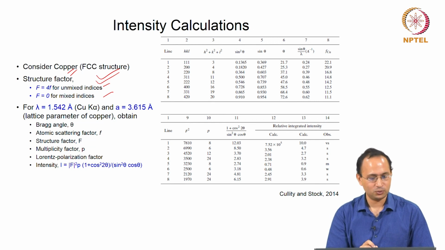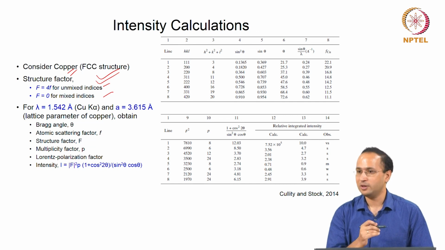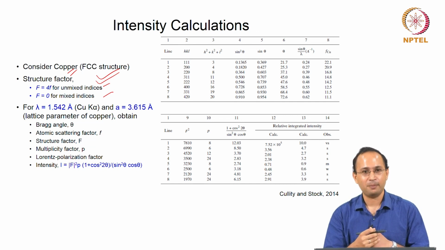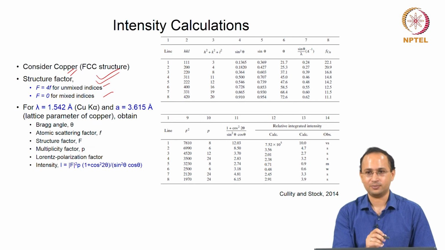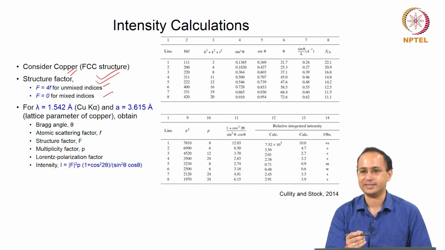So, in this case you see when you have mixed indices, your structure factor is 0. So even though there is a plane, depending on HKL, you will not see any reflection, you will not see any diffraction from these planes, and for some planes where you have unmixed indices you will see diffraction. All of you know this, right? This is based on the conditions.